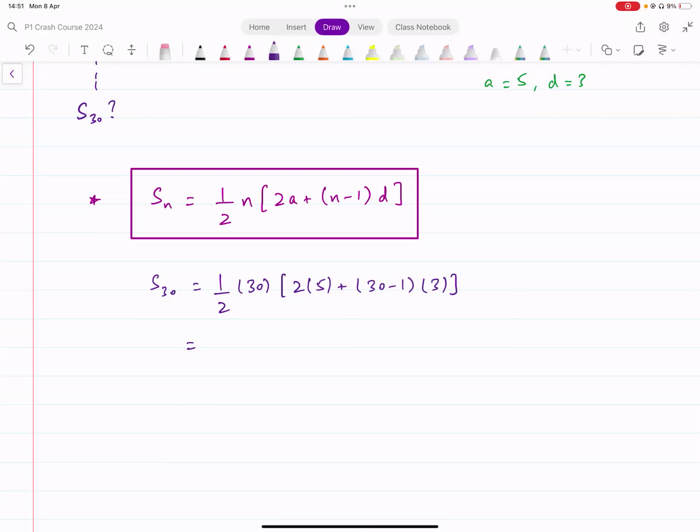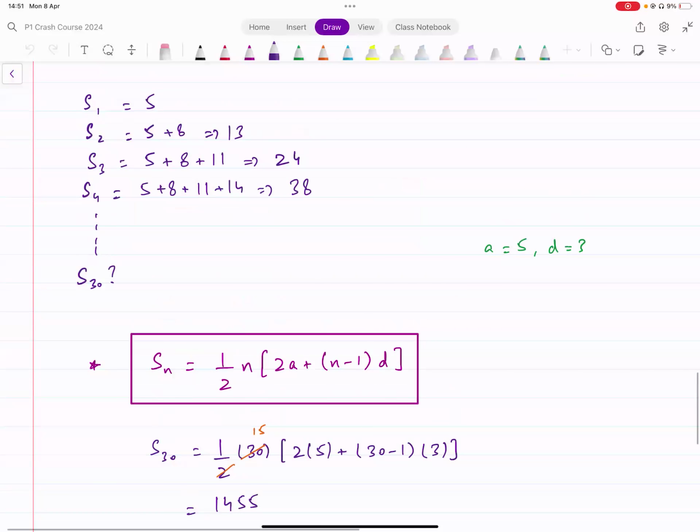Okay, now 30 over 2, that's 15. You can just put this whole thing on your calculator now. This gets cancelled. Let's see what the calculator gives. 15 multiplied by 10 plus 29 into 3. And that's giving me 1455. So sum of the first 30 terms of the sequence equals 1455. That's how we use the sum formula.